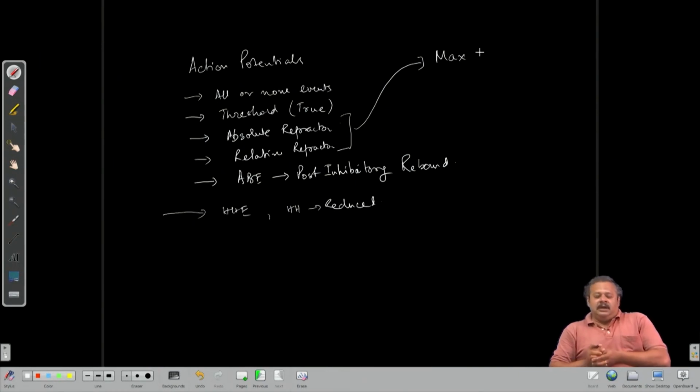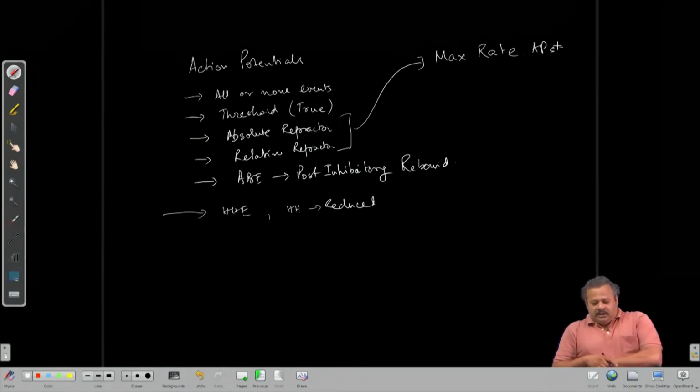So, essentially the rate of action potential occurring has a max bound. And we will see that rate of action potential is going to be a measure that will be often used, and that has been often used by researchers in neurosciences to understand coding performed by neurons.